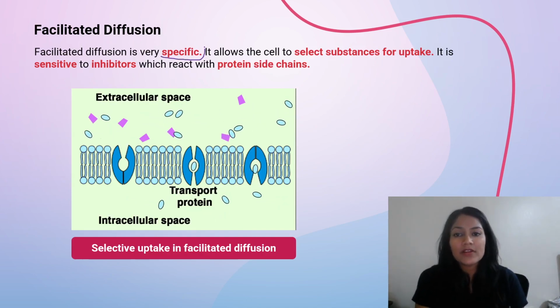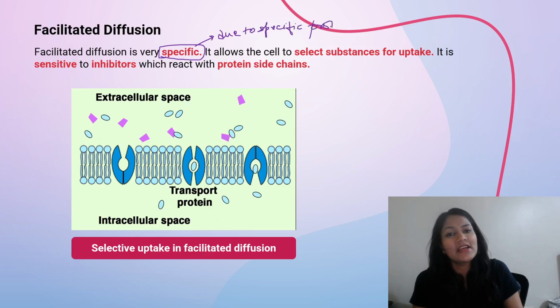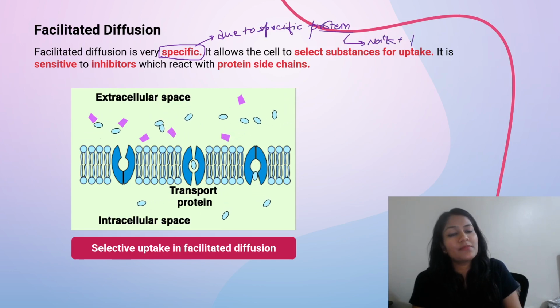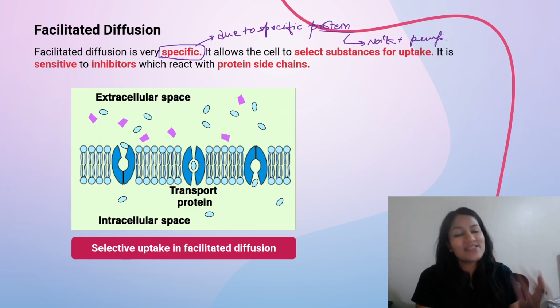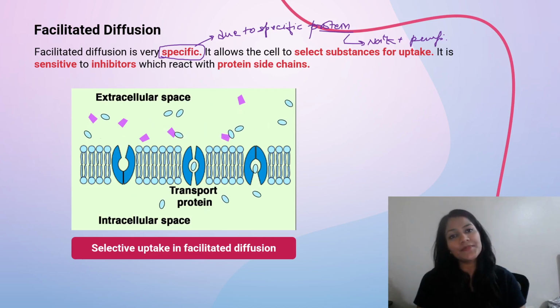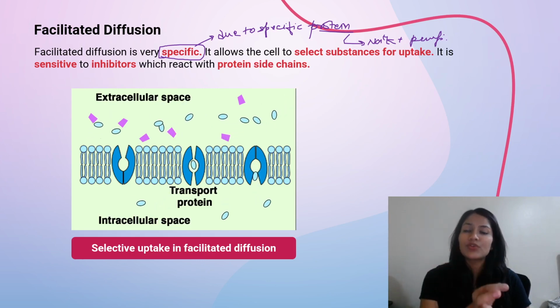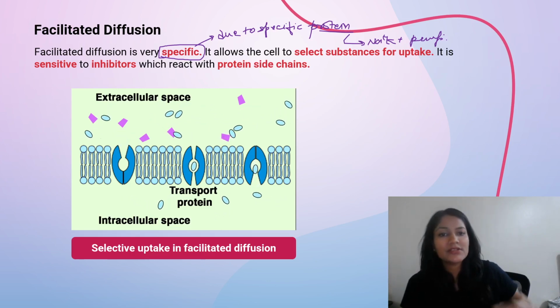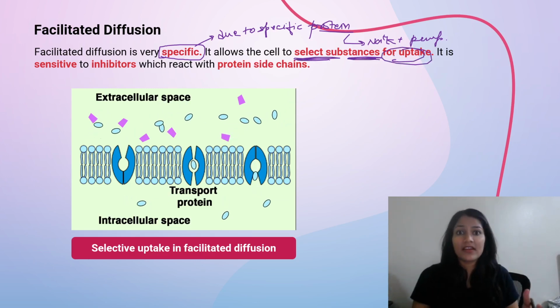Now facilitated transport is very specific due to specific प्रोटीन्स. जैसा मैम ने अभी आपको एग्जांपल दिया था सोडियम पोटेशियम पंप, है ना. तो सोडियम पोटेशियम पंप हमारे पास क्या कर रही है? सोडियम पोटेशियम पंप इज स्पेसिफिक इन नेचर. So the facilitated diffusion is specific because it has special proteins that are specific in their nature. A special protein will transport a special molecule. For example, like sodium potassium pump, right? It allows the cell to select substance for uptake. Select करेगा.